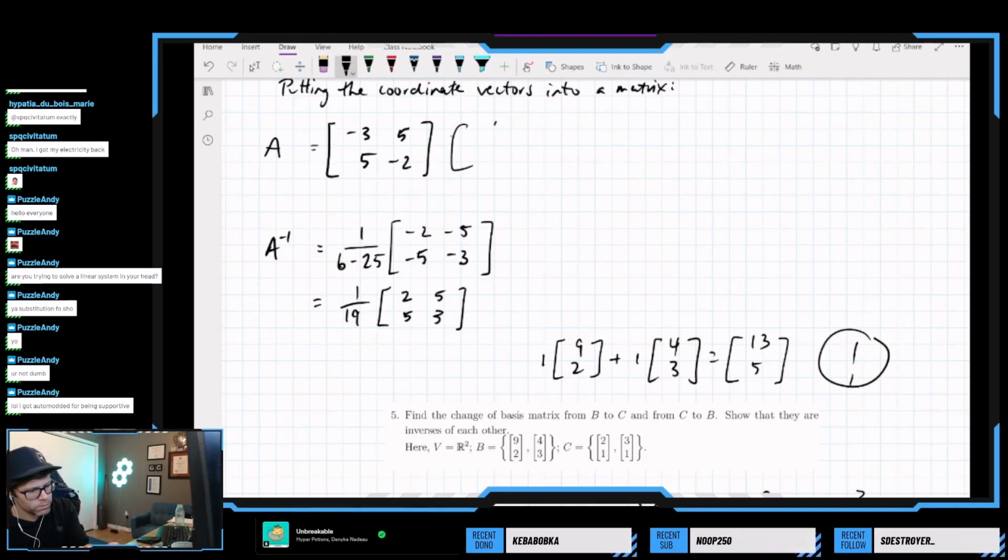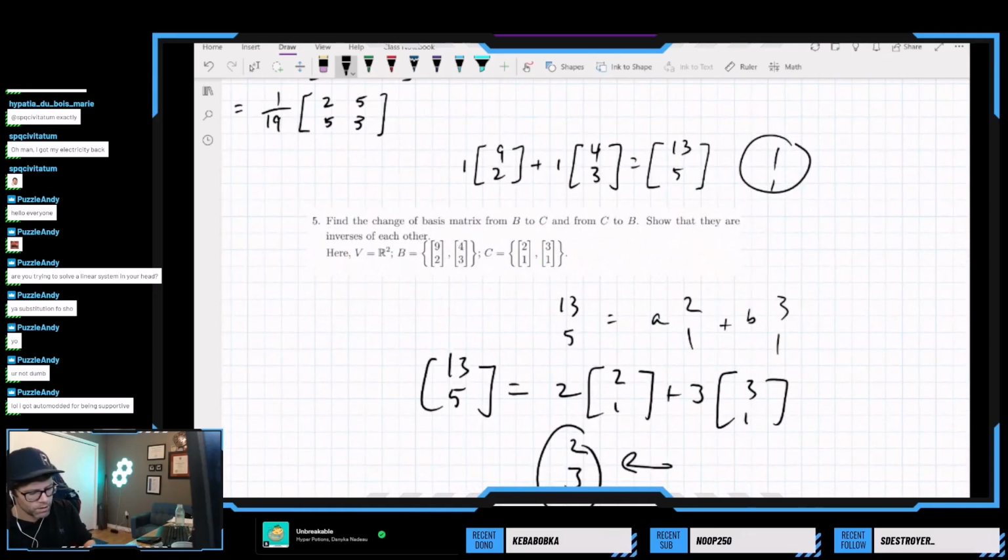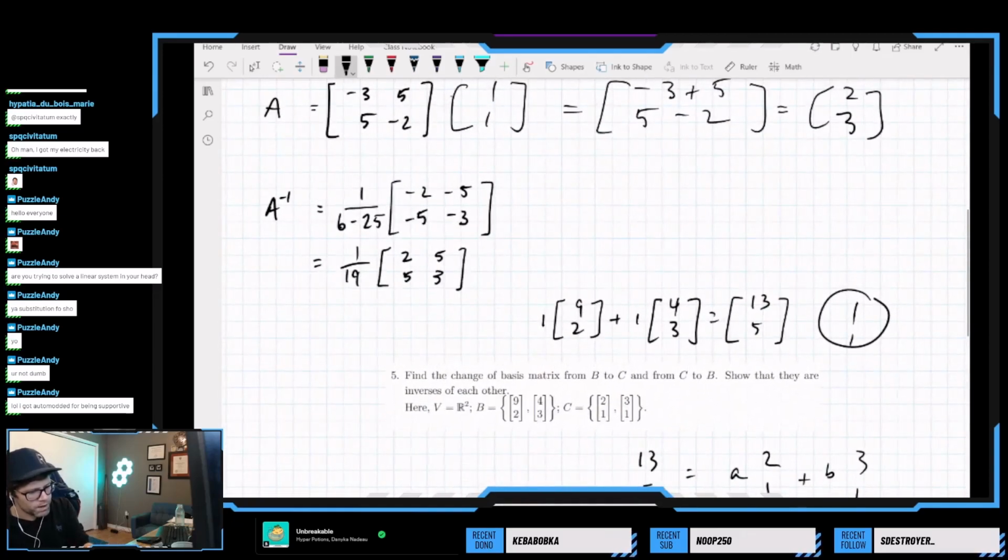So if I do the multiplication by 1, 1, where does this go? This goes to negative 3 plus 5, and then 5 minus 2. So this gets sent to 2, 3, which is exactly the thing that I have down here. Now, I suspect that if we go 2, 3 here, and we try to do a multiplication, that should hopefully get sent to 1, 1, in which case I'm feeling pretty good.